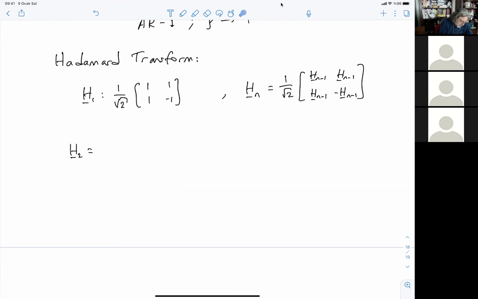And inside H1, I already have 1 over square root of 2. And now I will use another 1 over square root of 2 in each iteration step, which will make 1 over 2. And in this corner, I will have 1, 1, 1, minus 1. And here again, 1, 1, 1, minus 1. Here again, 1, 1, 1, minus 1. And in the last corner section, it will be negative of it. Minus 1, minus 1, minus 1, 1. So this is the 2 by 2 Hadamard transform.